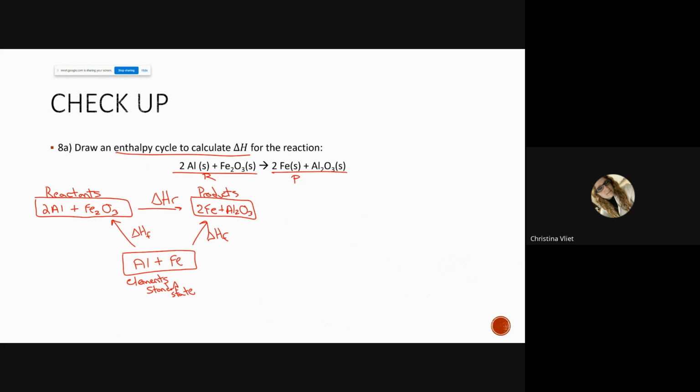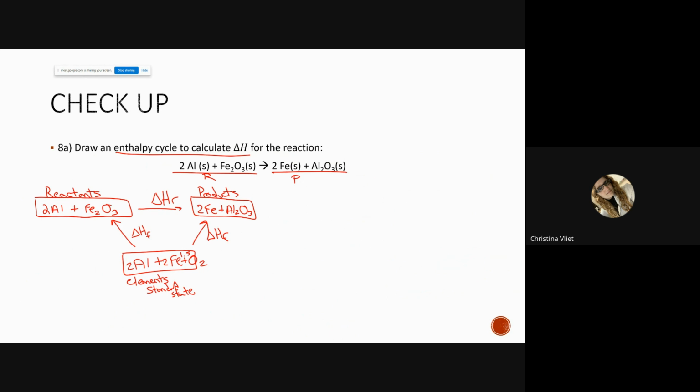It is important to note it should be balanced. So how many aluminums are in this reaction? How many irons? Was there another element besides aluminum and iron? Oxygen. Yeah, I should have had more space. O2. What number should I put in front of O2? 1.5.